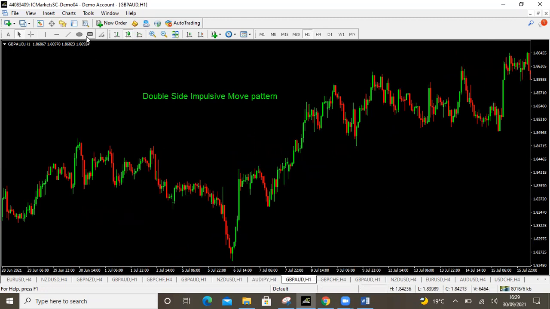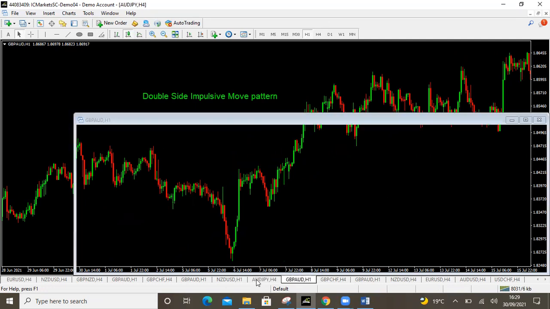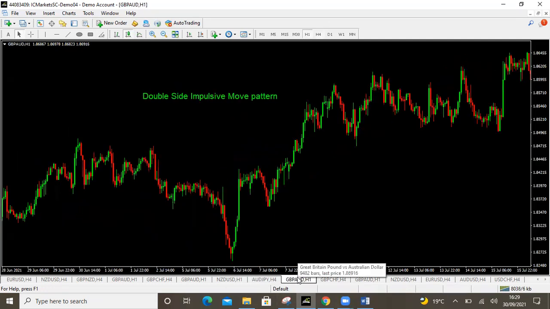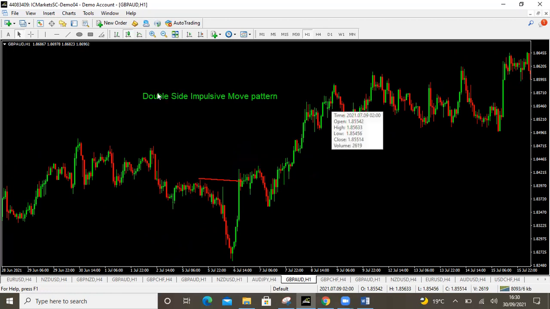Now see the difference between a pound pair and the Aussie pair. You see, that's different. The Aussie is a bit slower, but when it's coming from a pound pair, you can see it's quite heavy. So we have a sharp move down, a sharp move up, breaking market structure. The market retests the imbalance or the liquidity void, then pushes higher. So basically, this is a very, very good example of a double-sided impassive move pattern.